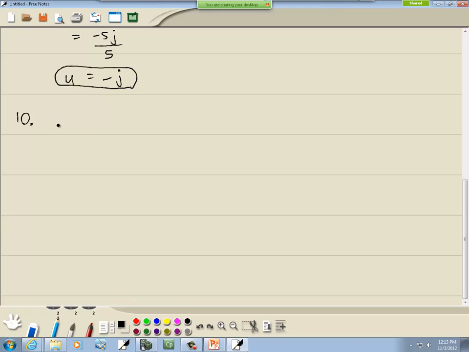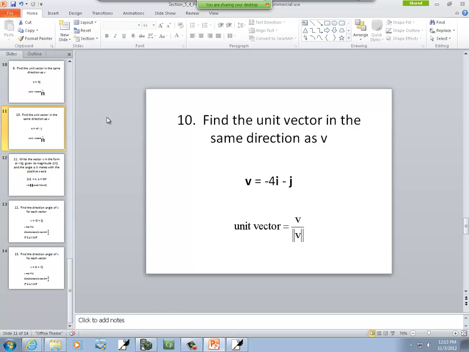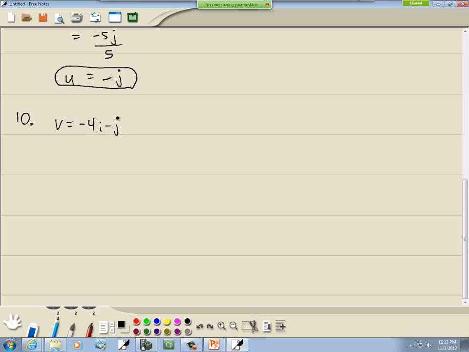So we got negative 4i minus j. If I were to graph that, negative 4 and negative 1, there's our vector. Now we want to come up with a unit vector, distance of 1, that's in the same direction as this. This is our formula, v over the magnitude of v.